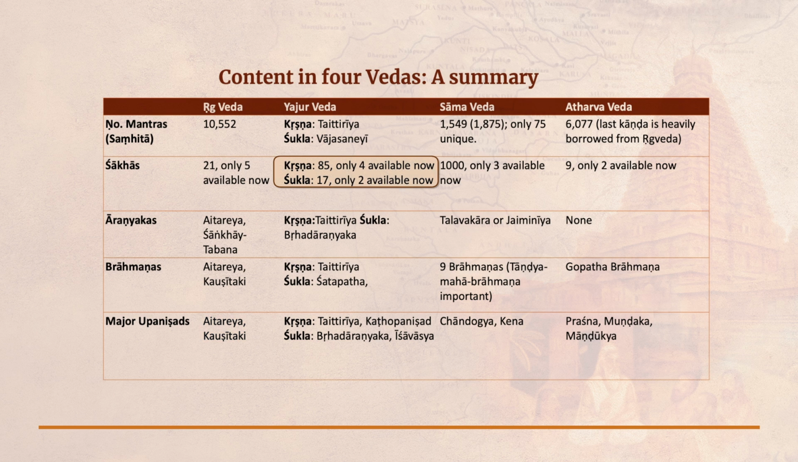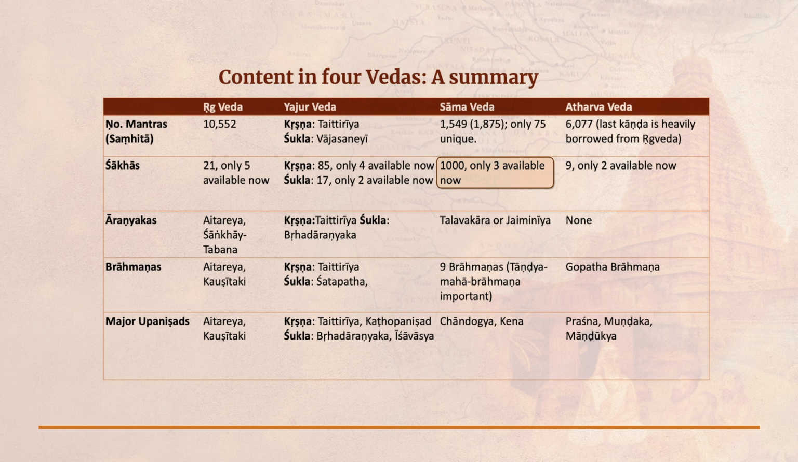Similarly, you have Yajurveda. In Yajurveda, there are 85 shakas, and only 4 are available now, as you see here. Shukla Yajurveda, only 2 are available now. The Taittiriya Upanishad, Taittiriya Brahmana and Taittiriya Aranyaka, these are all very famous. Shukla Yajurveda has Brihadaranyaka Upanishad, and there is also Kathopanishad. These are all very nice Upanishads.